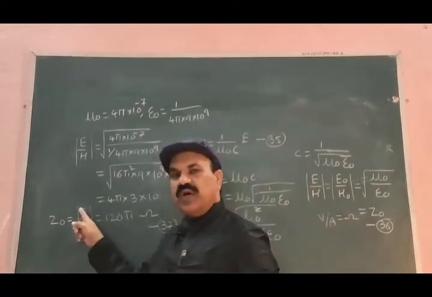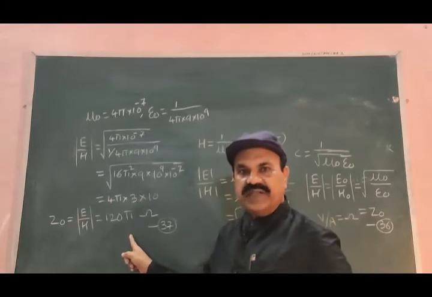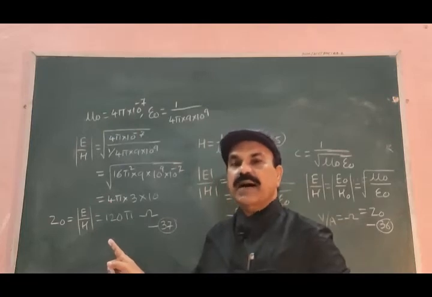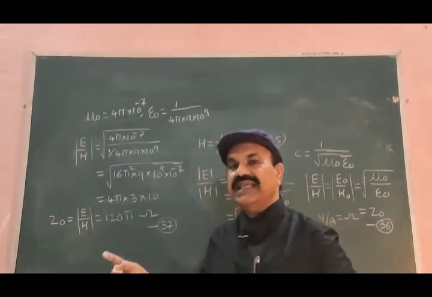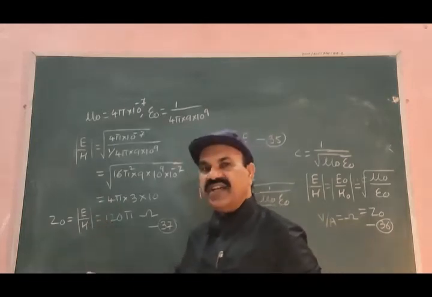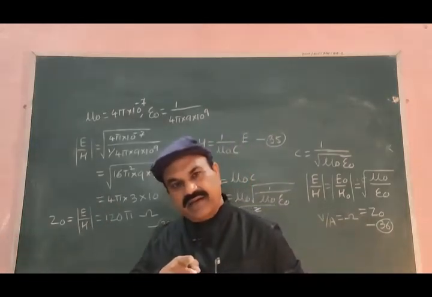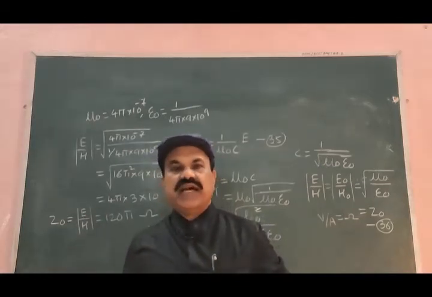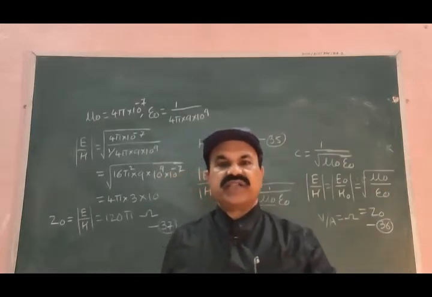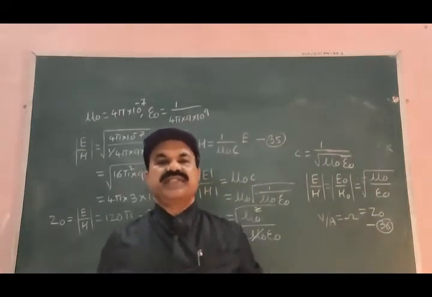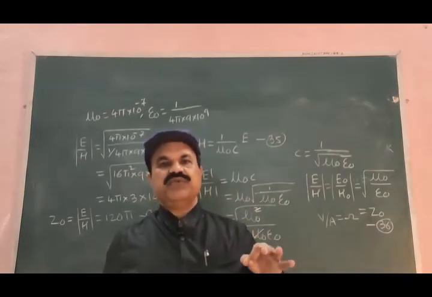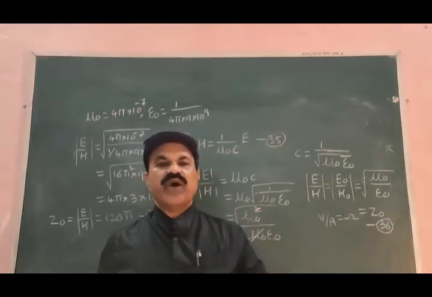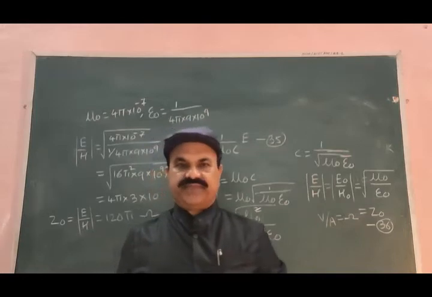Therefore, the ratio of the modulus of these two is a positive quantity. It means that the relative amplitudes of E and H, when the plane electromagnetic wave is propagating, at all points and at all times will be the same.